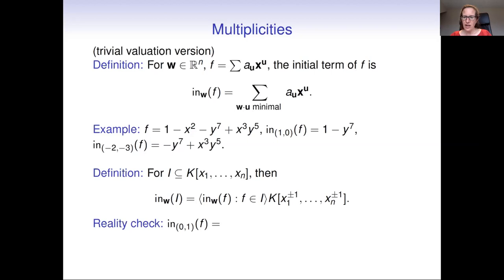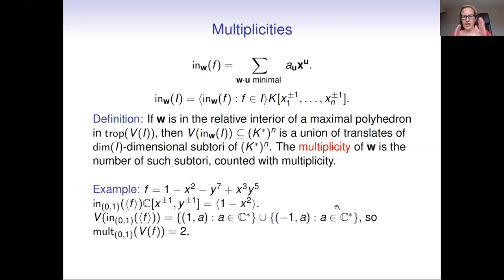And we seem to have converged on 1 minus x squared, exactly. Good. So again, because here we're saying what? The minimum weight is again 0, and 1 and x squared have weight 0. Okay, so that's the initial forms.